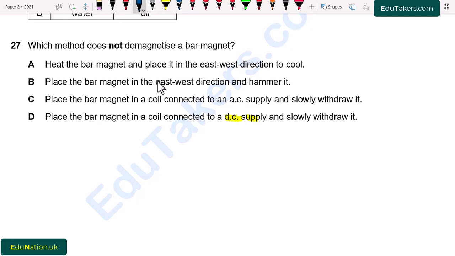So first of all, a bar magnet is demagnetized by the AC supply, not the DC supply. So here option D is incorrect. I tick D because here we have to tick the incorrect statement. Which method does not demagnetize the bar magnet? All of these methods are used for the demagnetization of the bar magnet except D.